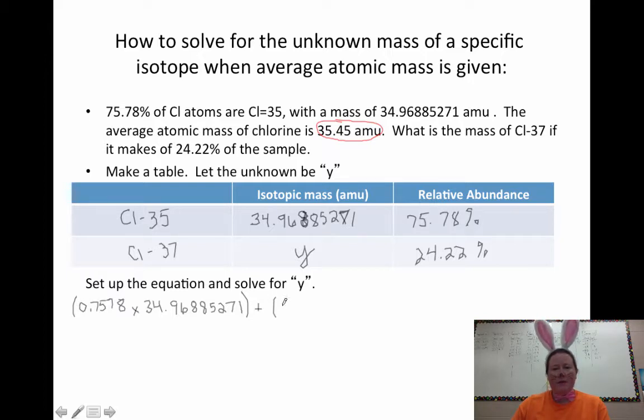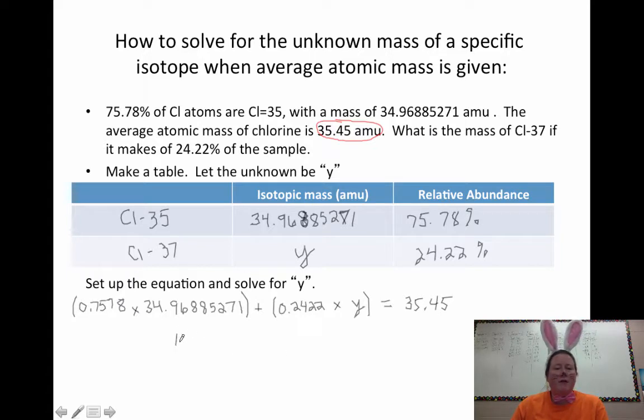Alright, plus the percentage for the next isotope, 0.2422 times y. What does it equal? It equals the average atomic mass. Boom. 35.45.